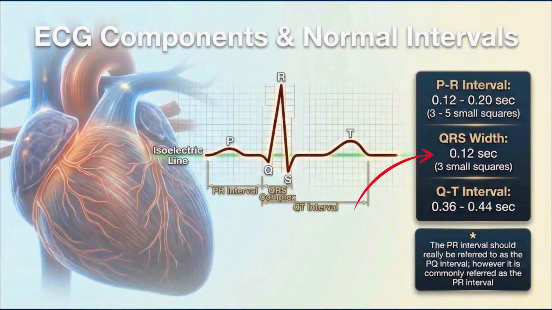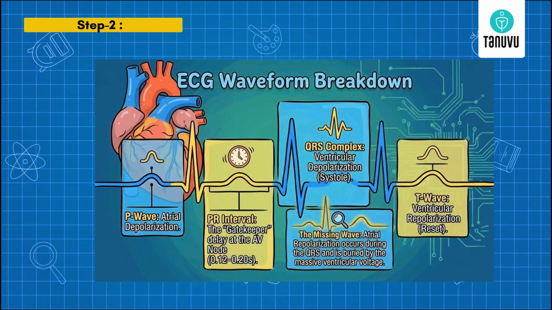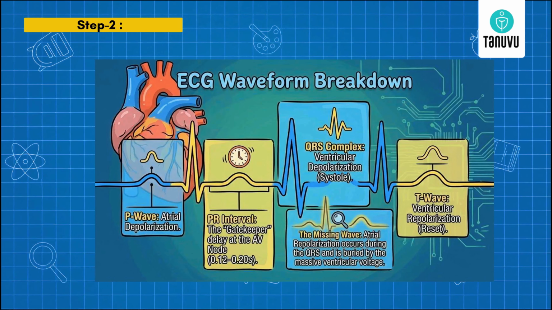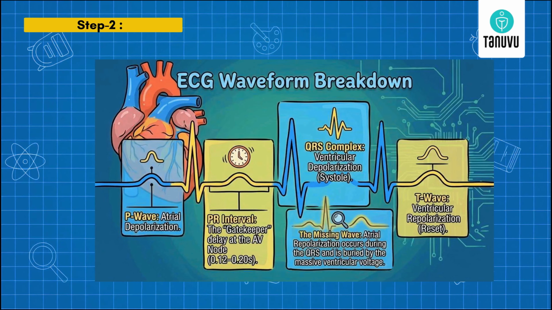The QRS complex is usually narrow, represented by 0.12 seconds, which comes to 3 small boxes. The last is the QT interval, which represents the ventricular cycle of the contraction of heart. It is 0.36 to 0.44 seconds, that is somewhere between 9 to 11 small squares. So understanding these values helps us to assess whether the cardiac rhythm is in synchrony and whether there are any cardiac arrhythmias happening.